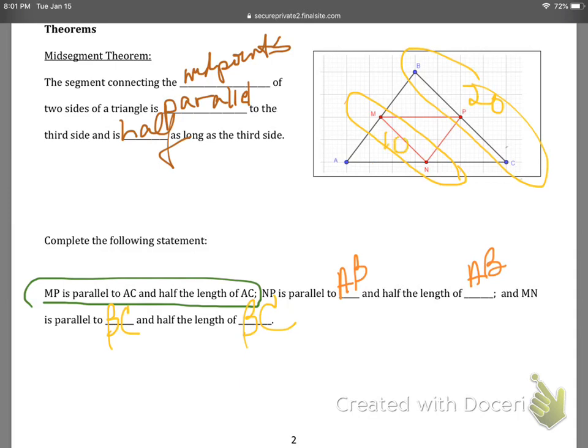All right, the next page we're going to look at the first example. Let me just pull this in.